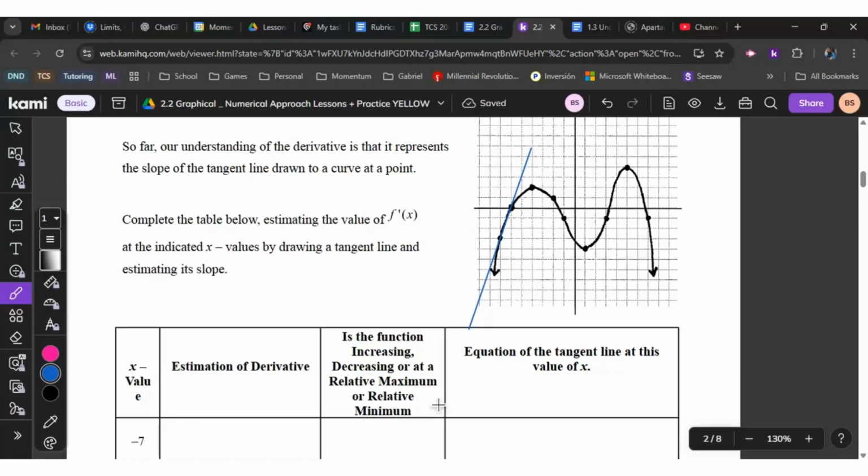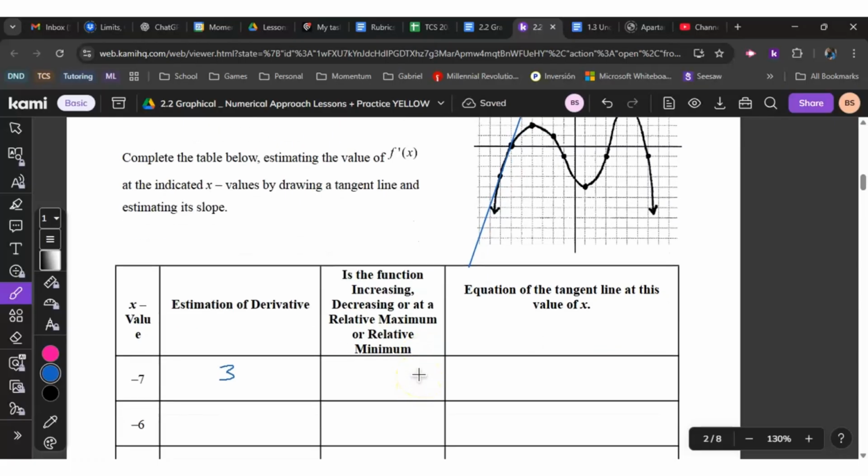It's close enough. So the estimation of that derivative, if I draw that tangent line, it looks like it's like +3, right? Like if I look at this thing, it's like over 1 up 3. So it looks like my estimation is 3. It doesn't have to be perfect.